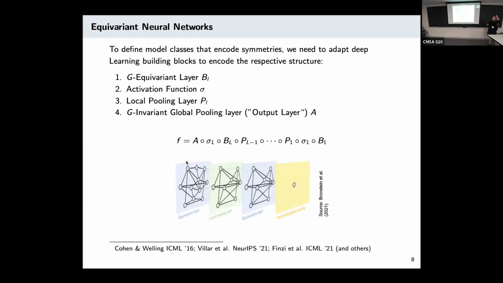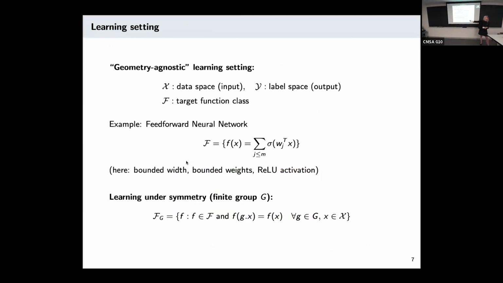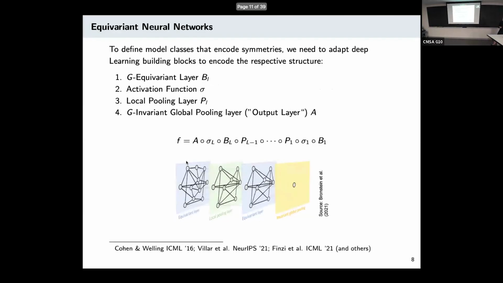Okay, so what types of model architecture could allow us to learn such a symmetric function class? Typically what we use in geometric machine learning, you might have heard the term geometric deep learning, is equivariant neural networks. Structurally, in terms of the building blocks, equivariant neural networks look quite similar to standard deep learning architectures. The key difference is that we're replacing the linear layer that we have, for instance, in a standard feed-forward network with an equivariant layer.